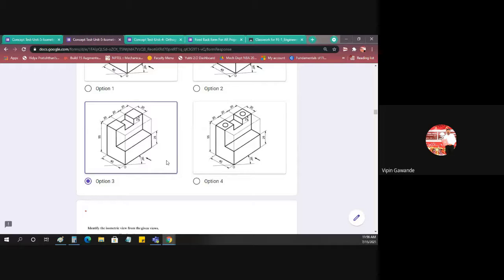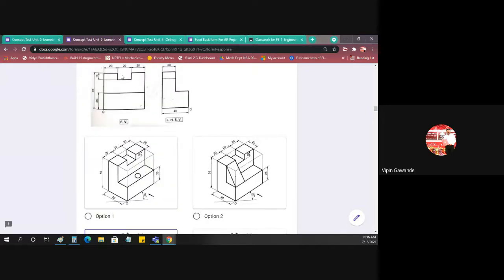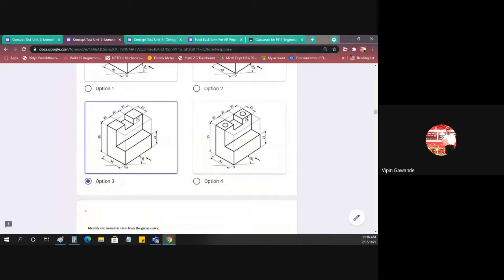Likewise, you have to check all the objects here. It is very simple. Just take this surface and put it on the front surface, and take whatever surface is on the left hand side and put it here, and then check whether the same lines are there.